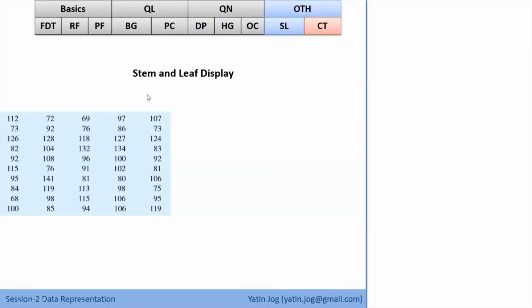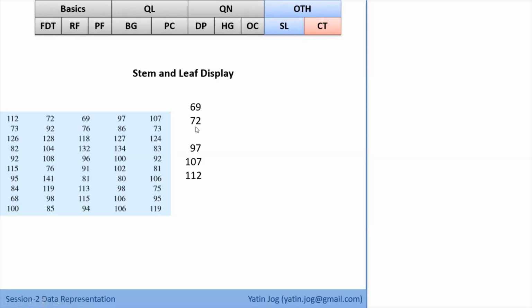The next type of data representation is stem and leaf. What we mean by stem and leaf is that we generally have one common stem and then multiple leaf values. That is the same structure in a stem and leaf display. So let us consider the first row only. If I consider only the first row, with the values 112, 72, 69, 97 and 107, I'll write down all those values in ascending order: 69, 72, 97, 107 and 112.